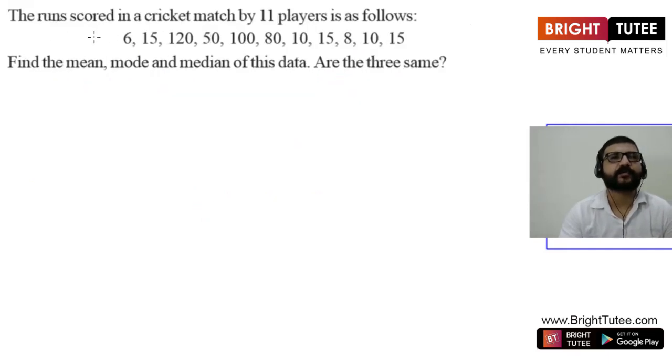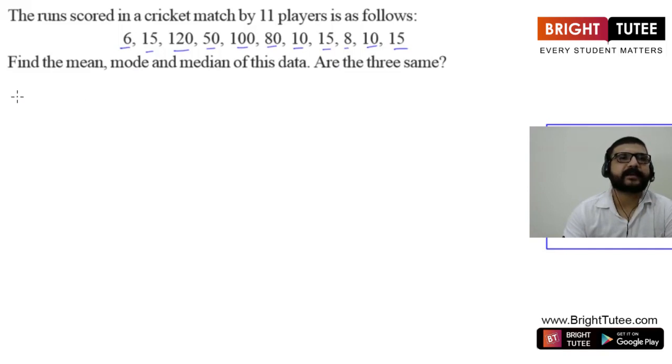Now let's see one more question based on mean, mode and median of the data. So the question is, the runs scored in a cricket match by 11 players is as follows. It is 6, 15, 120, 50, 100, 80, 10, 15, 8, 10 and 15. So these are the runs scored in a cricket match by 11 players. We have to find the mean, mode and median of this data, and then we have to tell whether they all are same or not. So let's find the mean of this data first.